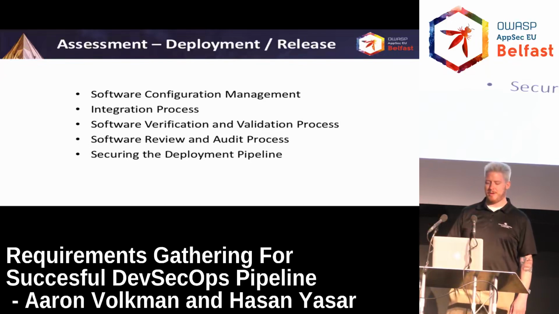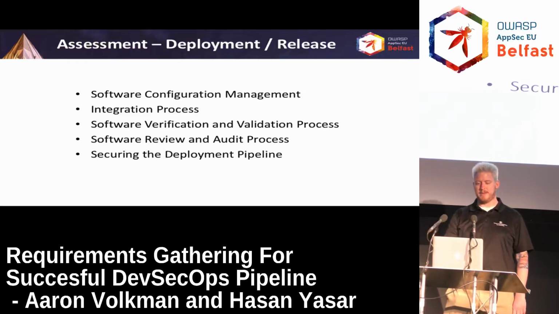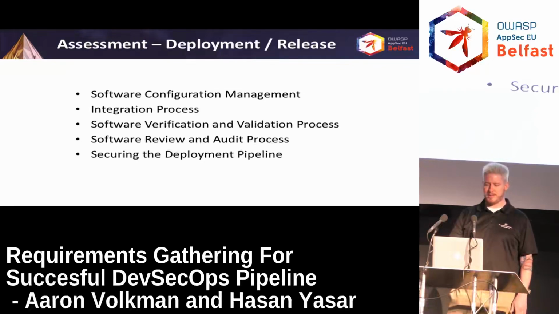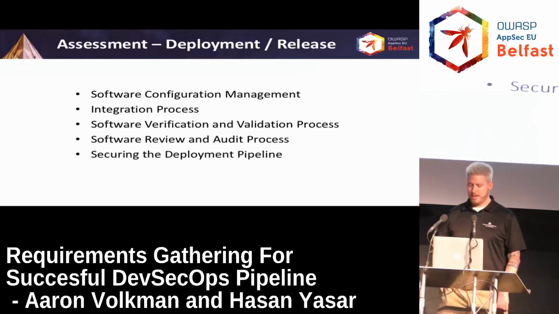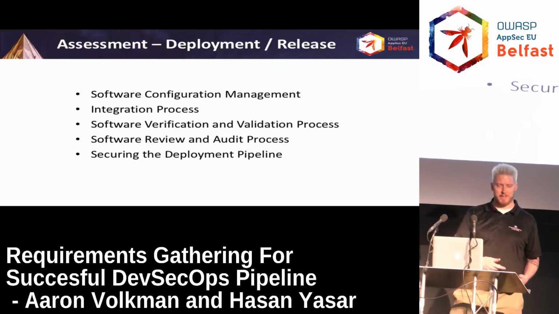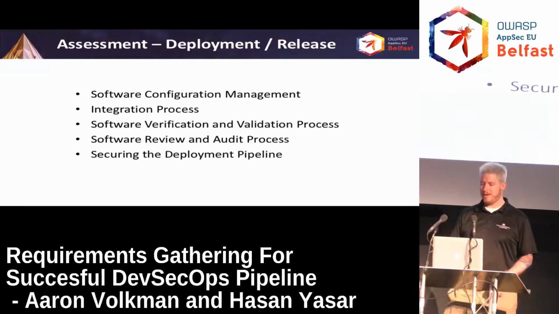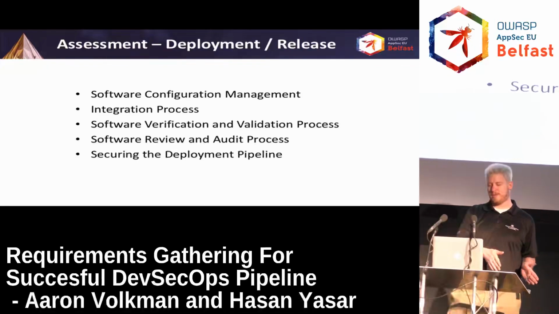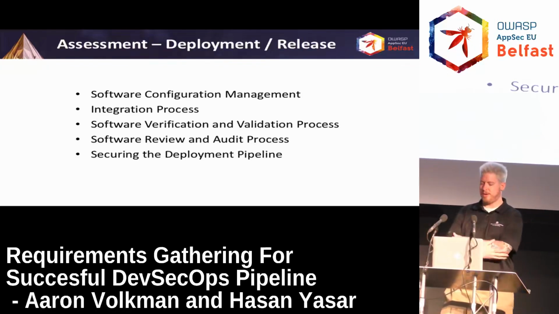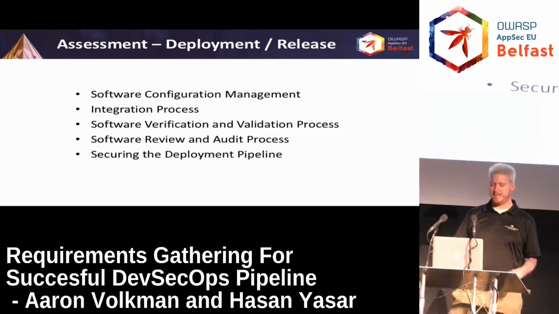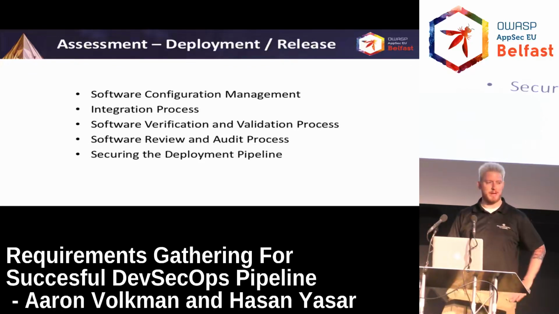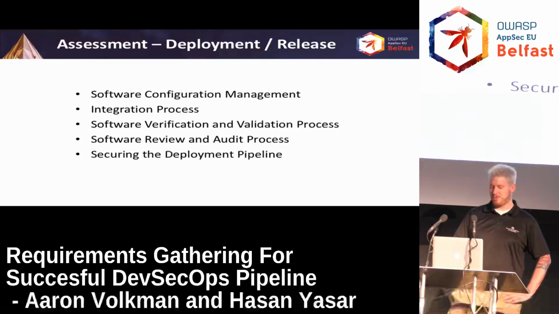We want to look at their software verification and validation process, the software review and audit process, and how they secure their deployment pipeline. Having a secure deployment pipeline is crucial to having an auditable process and assuring that they know exactly what source code contributed to an executable that's in production. And it also mitigates insider threats. So securing the deployment pipeline is very important, and making sure that only appropriate people have access controls to that.